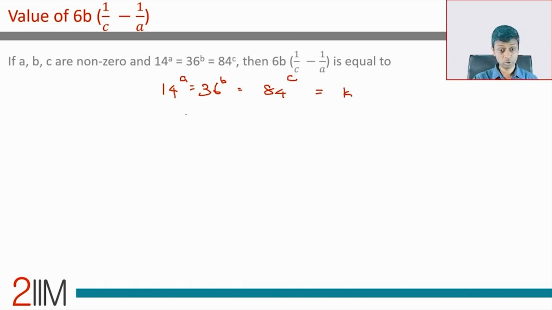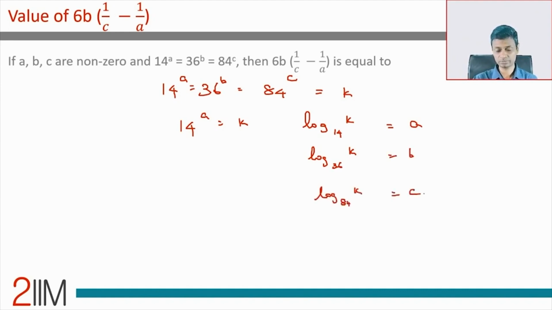Beautiful. So 14 power a is equal to k. What does it mean? 14 raised to the power something is k. This means log k to the base 14 is a. Log k to the base 36 is b. The very definition, log k to the base 36 is b, that means 36 power b is k. Log k to the base 84 is c.